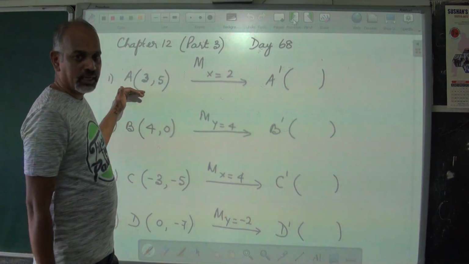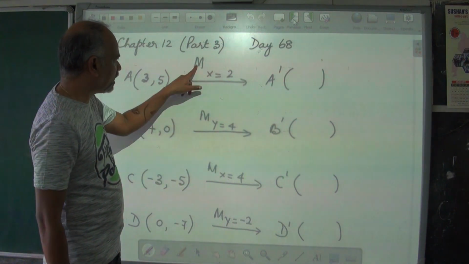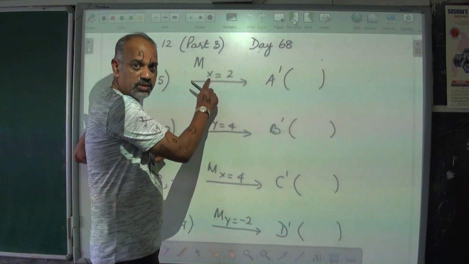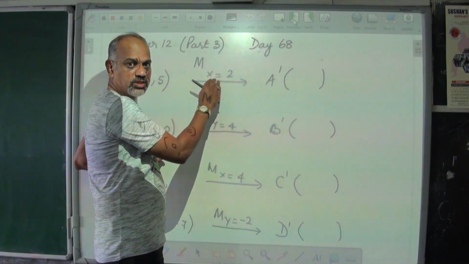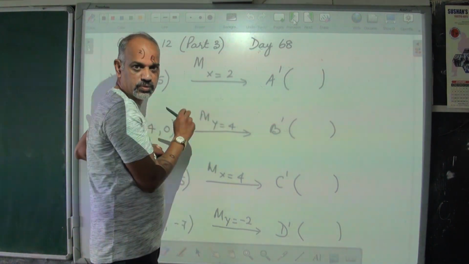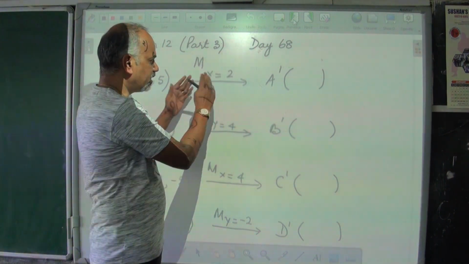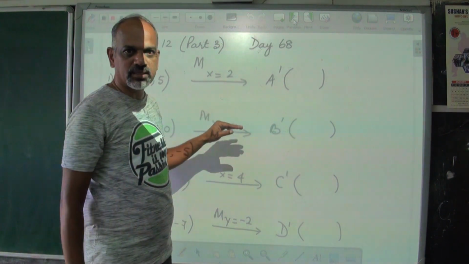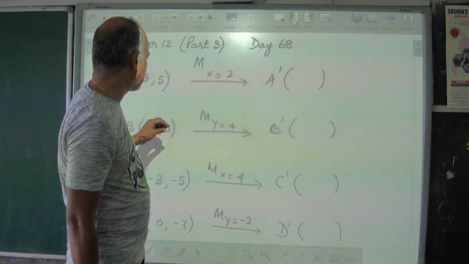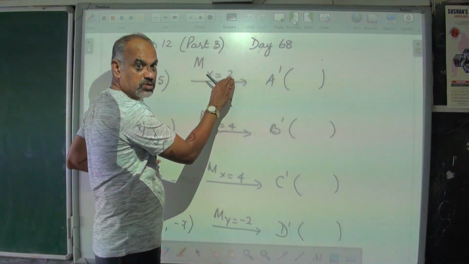The first one, A's coordinates are 3, 5, and this is going to be reflected in the mirror x is equal to 2. X is equal to 2 is not the x-axis. This is a line which is parallel to the y-axis and it passes through x value 2. So this is not the x-axis or y-axis or the origin. It's a line parallel to the y-axis, passing through x is equal to 2. So the mirror is x is equal to 2.